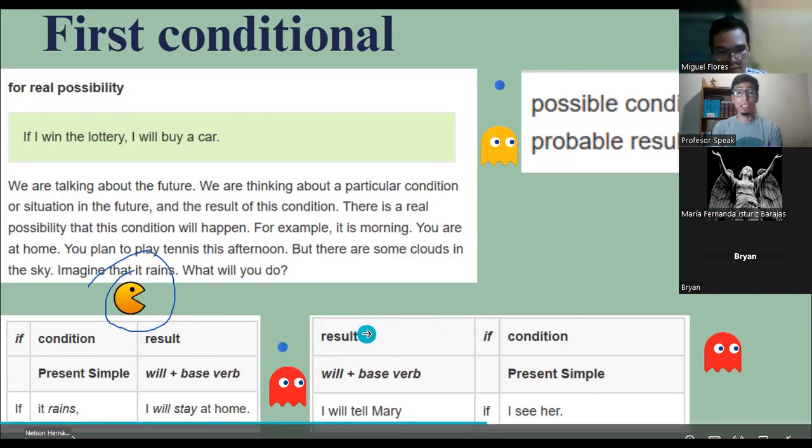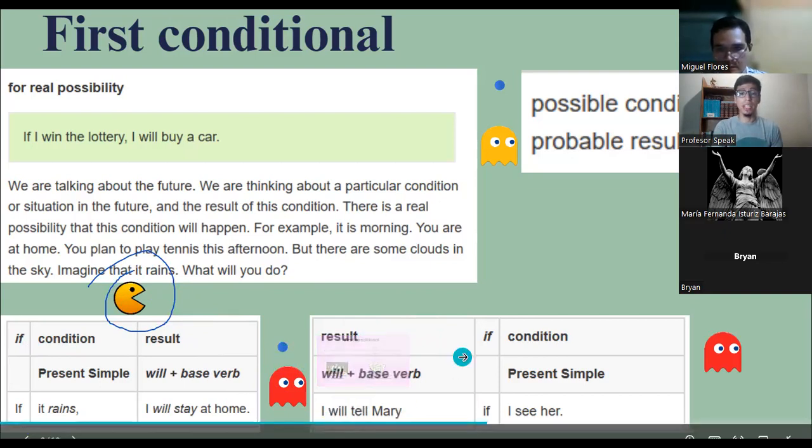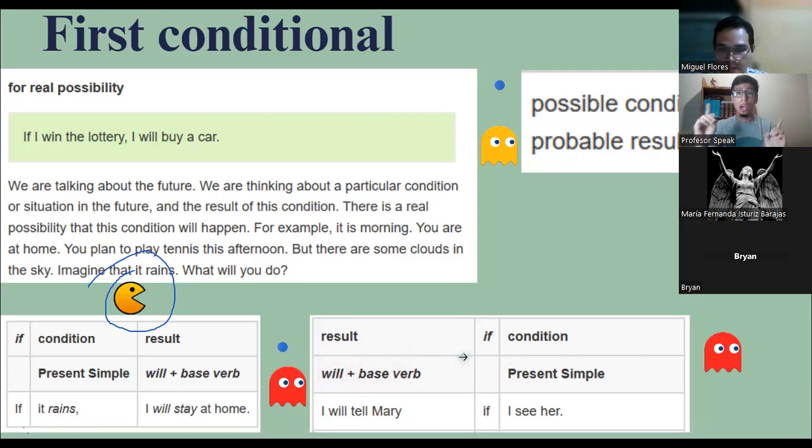Okay, so the result can go at the beginning as well. The result: I will tell Mary if I see her, okay? I will do this only if the condition is met, which is if I see her. Perfect. All right. So guys, questions, or are you ready to practice?